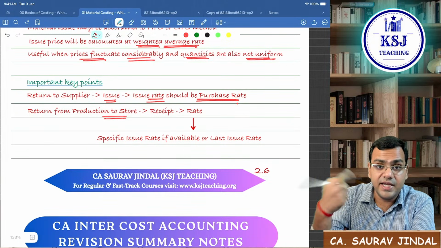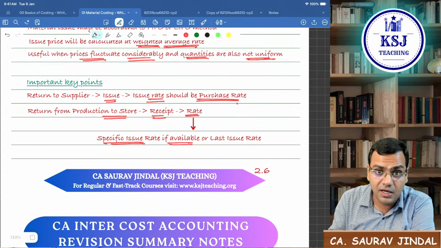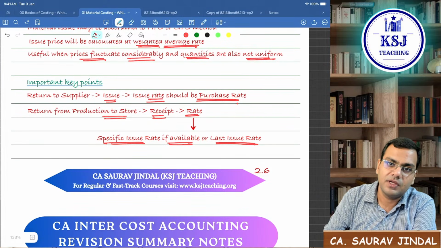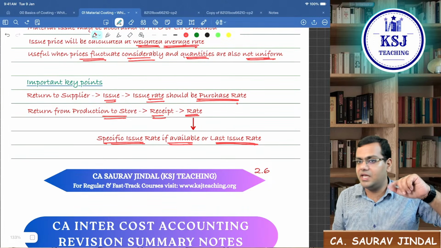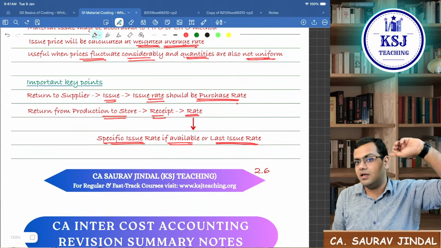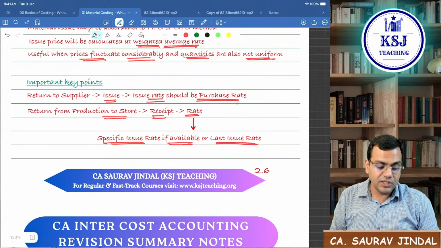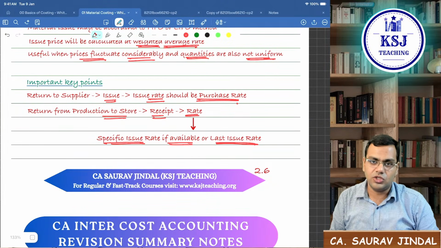Then, return from production to store. From the production area back to the store, the receipt is at the specific issue rate if available, or the last issue rate. If they mention that the return is from the material which was issued on 10th of April, then you get it back at the rate at which you issued it. If it is not mentioned which issue it is out of, then you take the last issue rate.